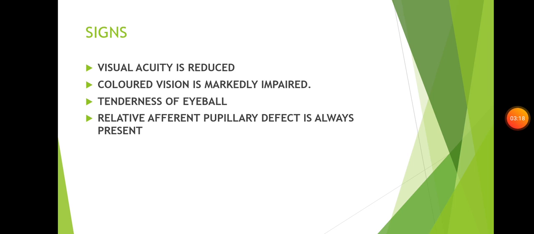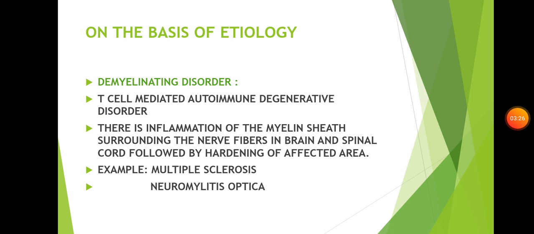Relative afferent pupillary defect is a condition in which the affected pupil dilates when light moves from the normal eye to the abnormal eye. Now let's discuss on the basis of etiology.